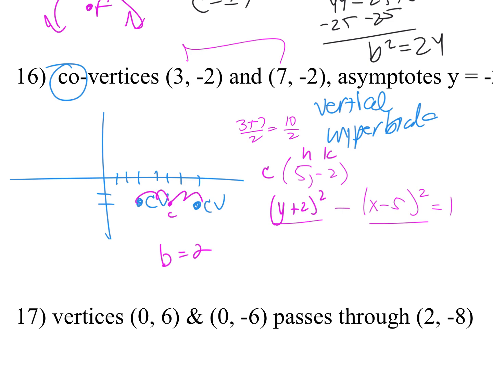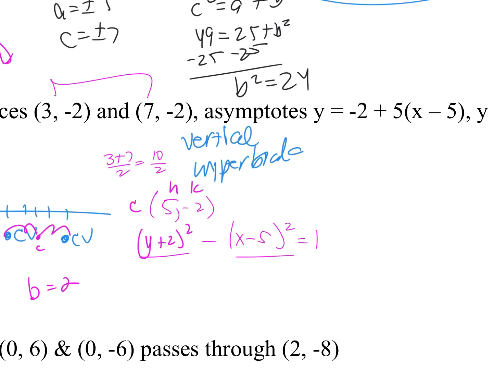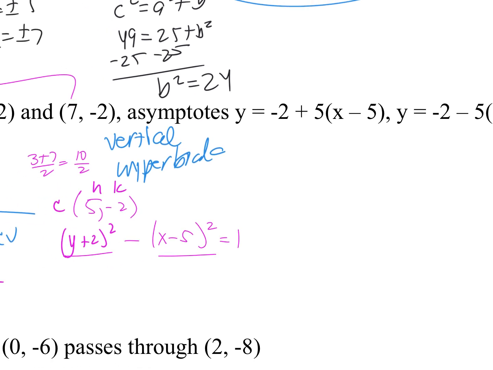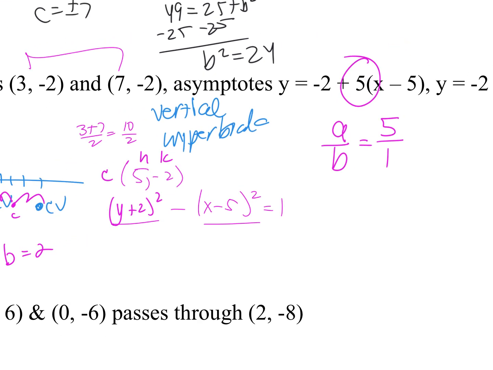So now how can I find something else? Well, what else did they tell me? Well, look here. They told me equations of the asymptote. Since I have a vertical asymptote, what is my relationship? What is the ratio here with that number in front? It's a over b. So I'm going to set whatever's in front here equal to 5 over 1 equals a over b. Well, what did we already discover? We discovered that b was 2.